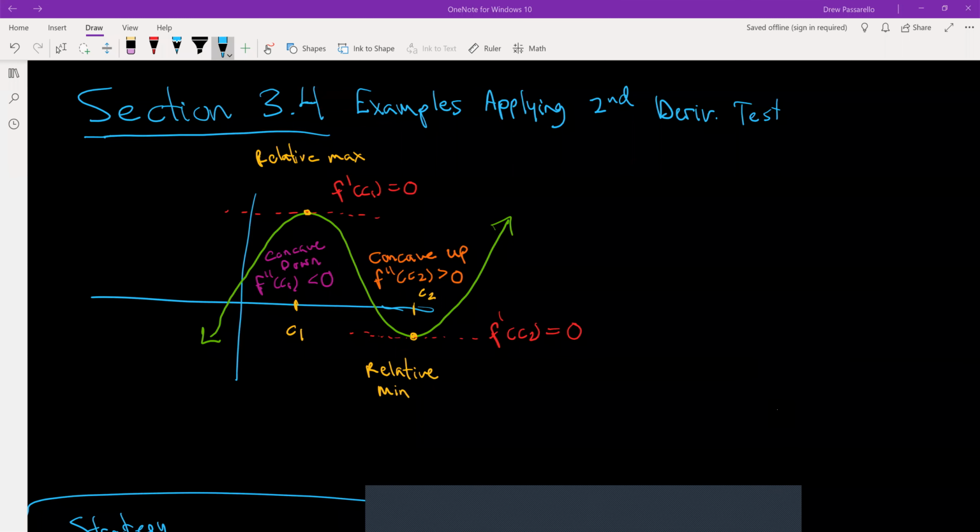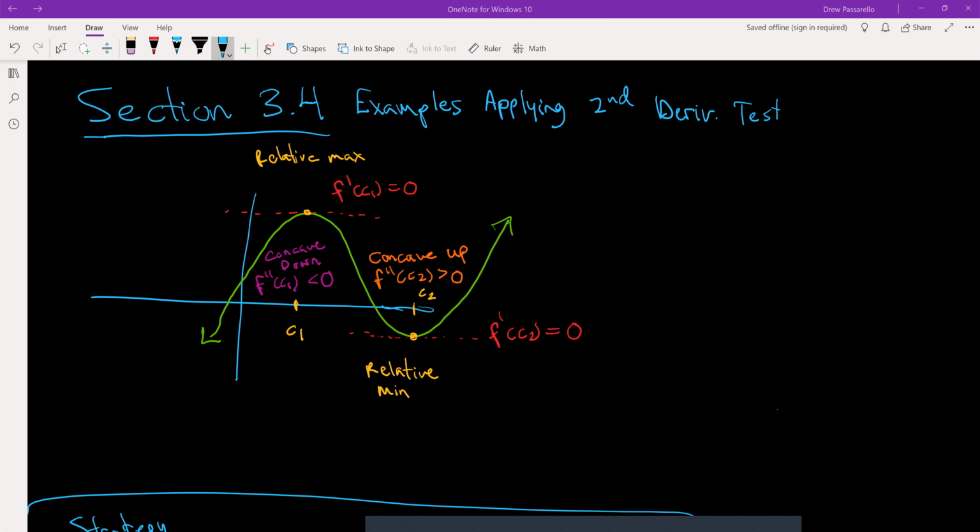All right, so this is going to be the last video for section 3.4. In this video, we'll go over examples of applying the second derivative test. So before I go into the examples, I just drew a picture to visually show what we're doing.